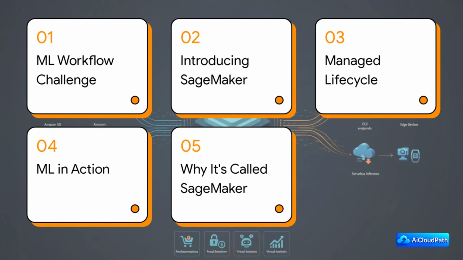So here's what we've got on tap. We're going to start with the big challenges in the machine learning workflow, the tough stuff. Then we'll introduce Amazon SageMaker as the hero of our story. After that, we'll walk through how it manages the whole lifecycle, check out some real-world examples, and, you'll love this, we'll even figure out why it's got that cool name, SageMaker.